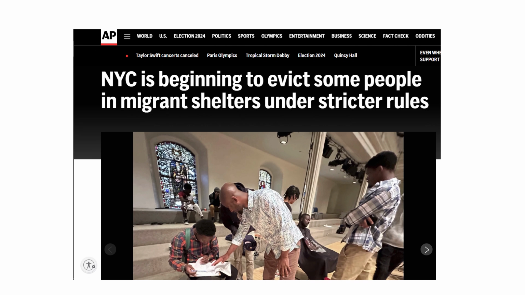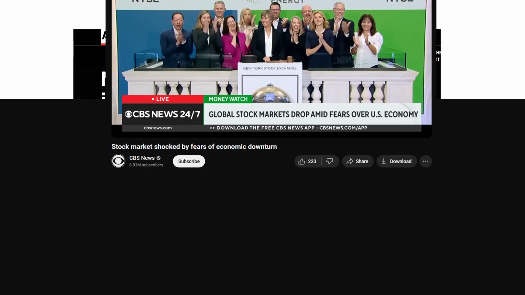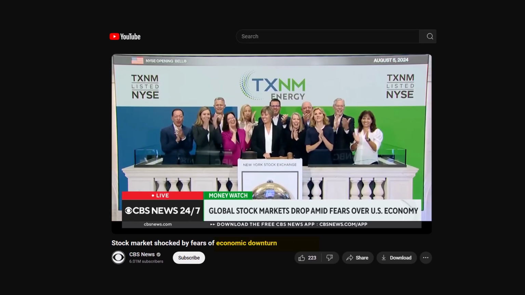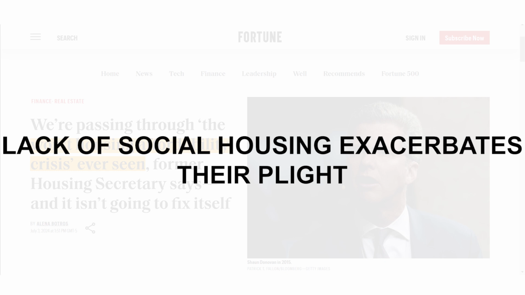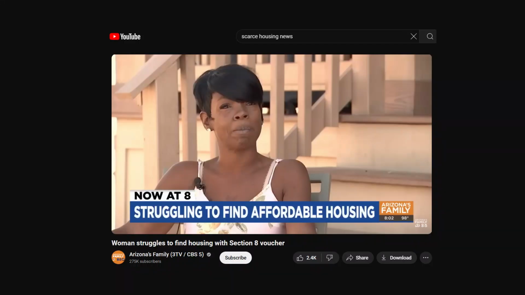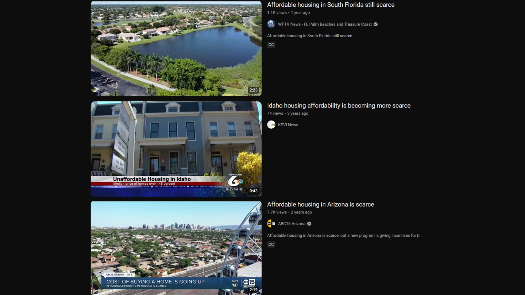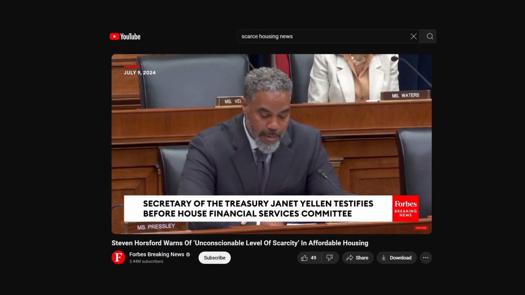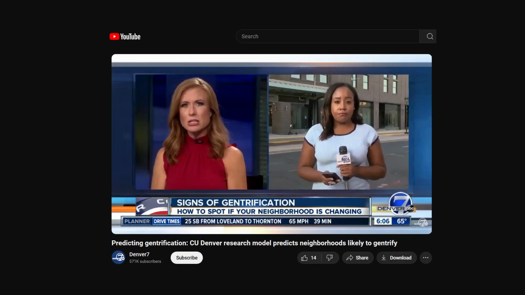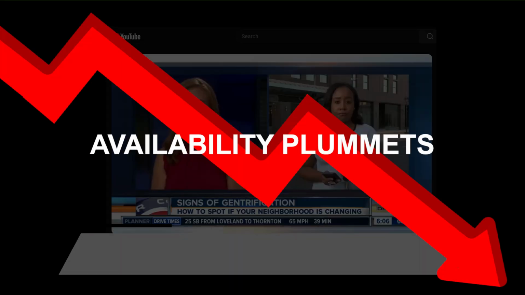Moreover, migrant workers are more vulnerable to homelessness, especially during economic downturns when job security becomes uncertain and affordable housing options diminish further. The lack of social housing exacerbates their plight, pushing them into the fringes of the housing market where they must compete for scarce and overpriced rental units. This precarious situation is not unique to migrants. Non-migrant populations also struggle with the same issues, especially in rapidly gentrifying areas where housing costs skyrocket and availability plummets.